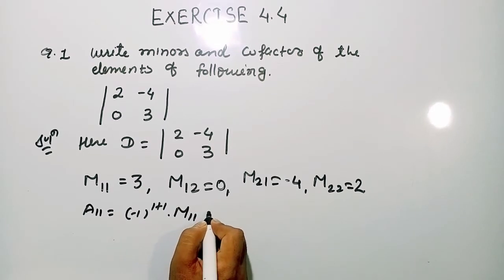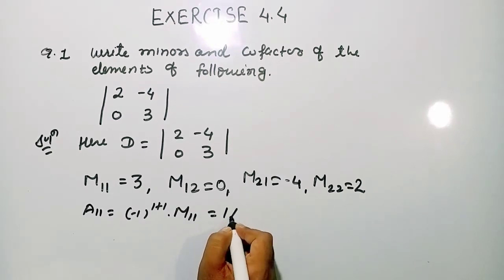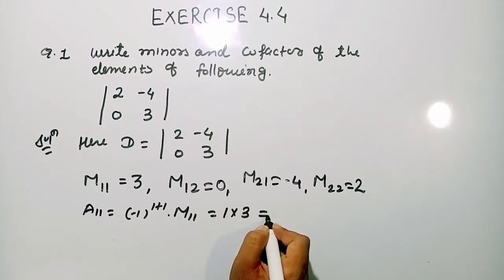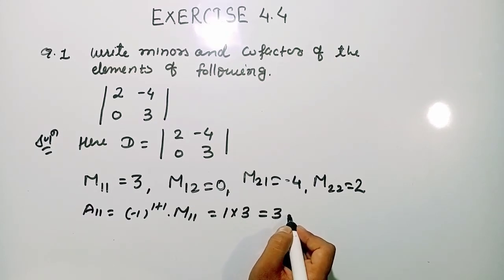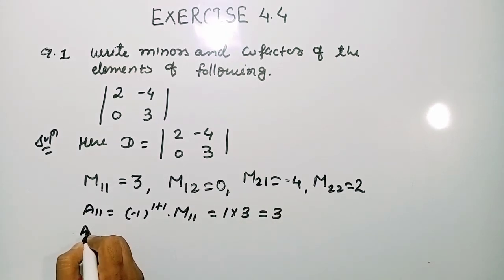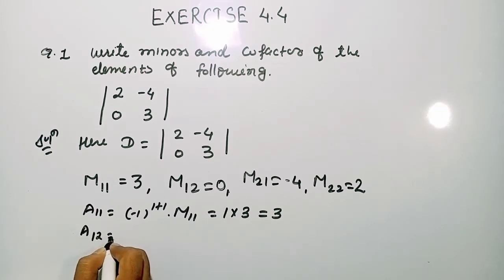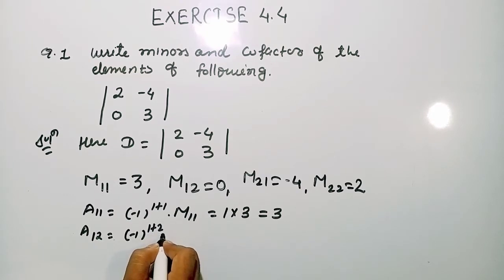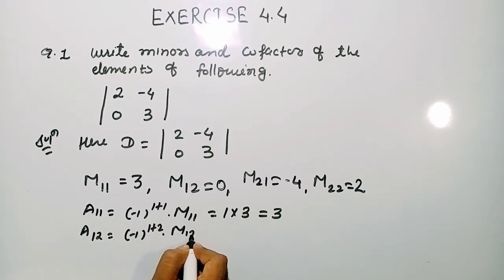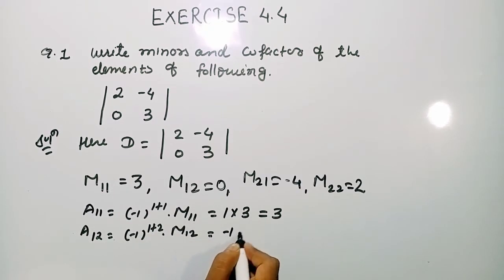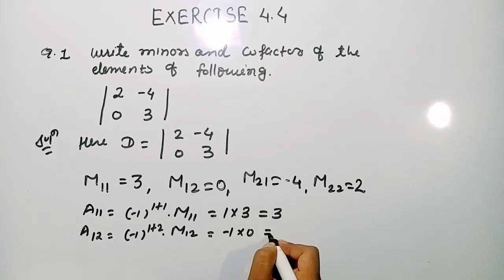This is the formula to find out cofactor. So we are getting 1 into 3, so 3. Similarly A12, so -1 to the power 1 plus 2 into M12. Okay, so -1, M12 is 0, so cofactor will be 0.